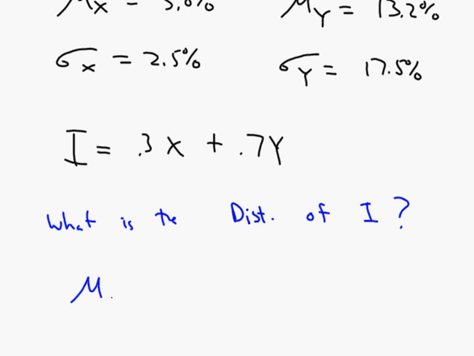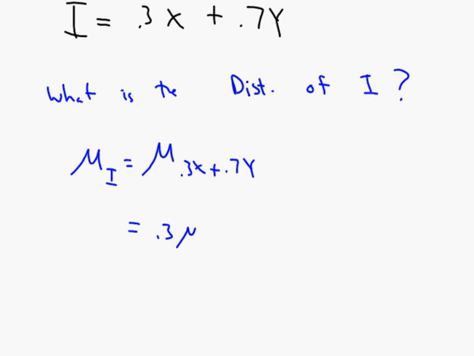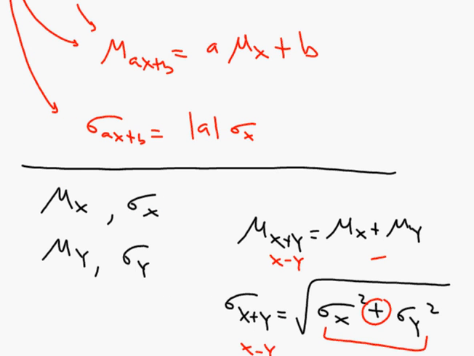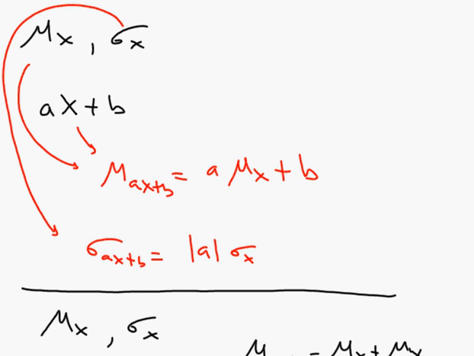So the mean of his investment, which we can write as the mean of 0.3x plus 0.7y, is just this: 0.3 times the mean of x plus 0.7 times the mean of y. We shouldn't really be surprised by this, because we know we can just add means together, like we did when we went over the rules on the previous page. And then we know from linear transformations that if our variable is getting multiplied by a number, then that number just gets multiplied by the mean. So really, I'm just doing that twice.